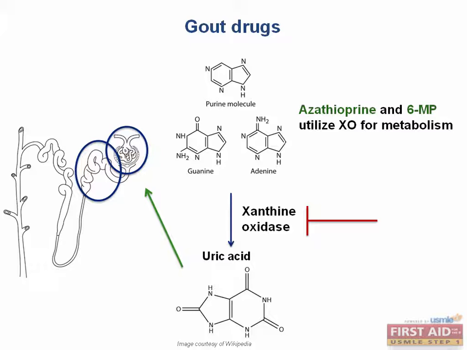There's now a new drug, just like allopurinol, called febuxostat. Now, how does this work? Well, it also inhibits xanthine oxidase. Would you expect it to have the same drug interactions? Yes, because it'll still block the metabolism of 6-mercaptopurine and azathioprine.